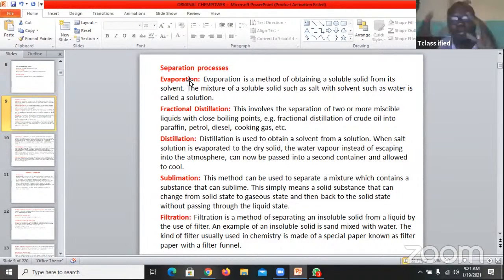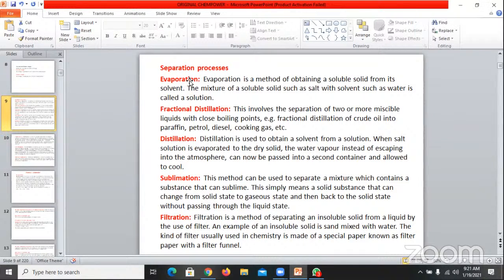I'm going to show you pictures of all this so that you also understand better. But I want you to take note of what determines the separation process that you're using. So if what you're separating are soluble solids from solvents, you use evaporation. If you're separating two or more miscible liquids of close boiling point, then what you're going to use is fractional distillation.